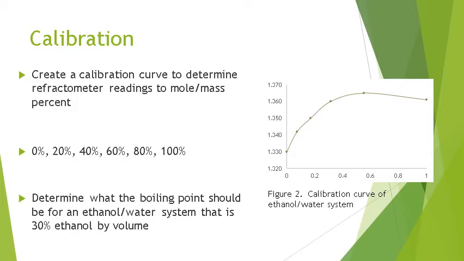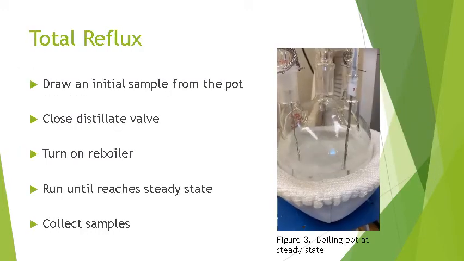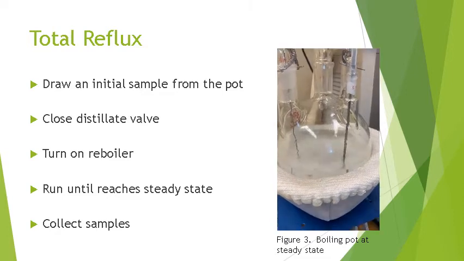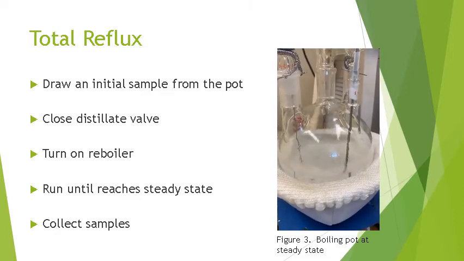For the next portion of the lab, it is important to determine the expected boiling point of an ethanol water system that is 30% ethanol by volume. The pot shown in the video is approximately 30% by volume ethanol. If it is not clear, make sure to notify an instructor or TA.